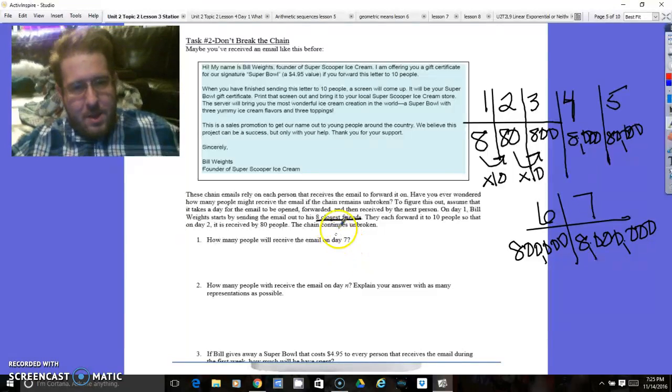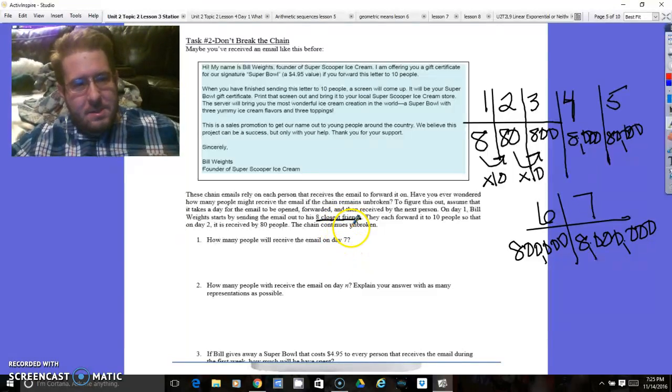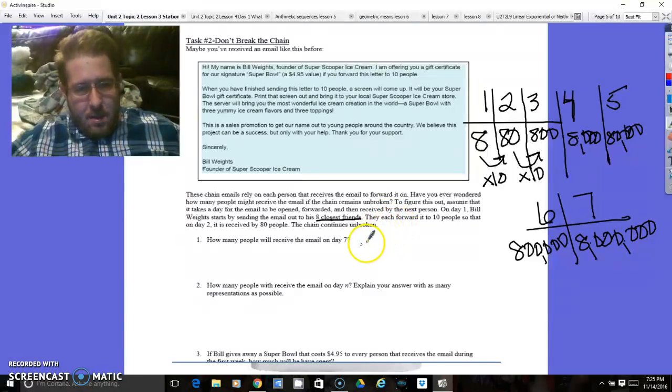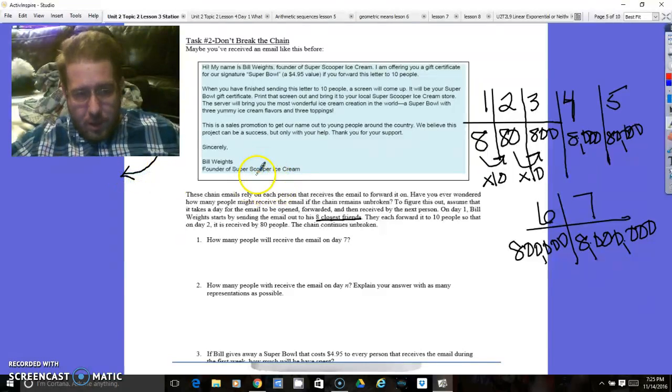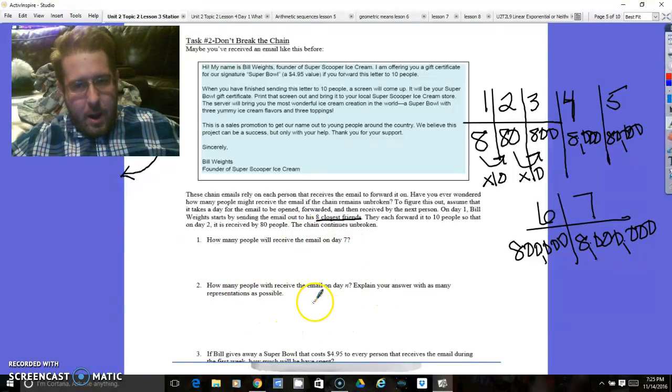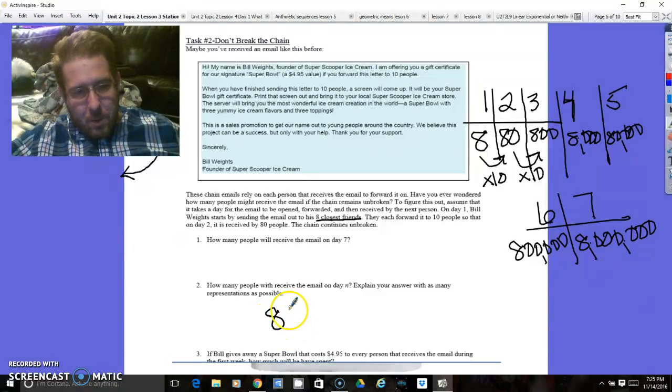So what you're finding out here is that geometric sequences can get really high really fast. So it's not linear. This is an exponential function. And you can see that after a while, it's going up really quickly. All right, so how many people are going to receive it after day 8? That'd be 8 million people. How many people will receive the email on day n? All right, so 8 people to begin with times the pattern of 10. That is the rule, to the x minus 1 power.